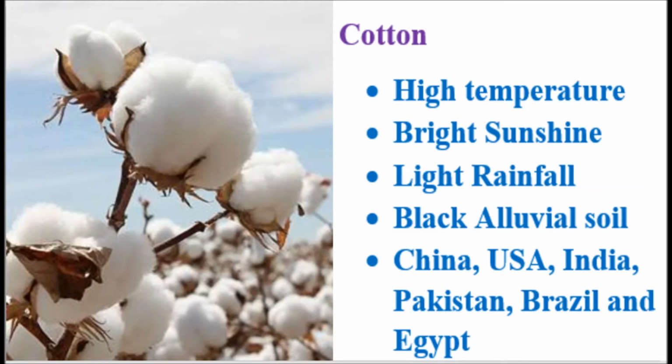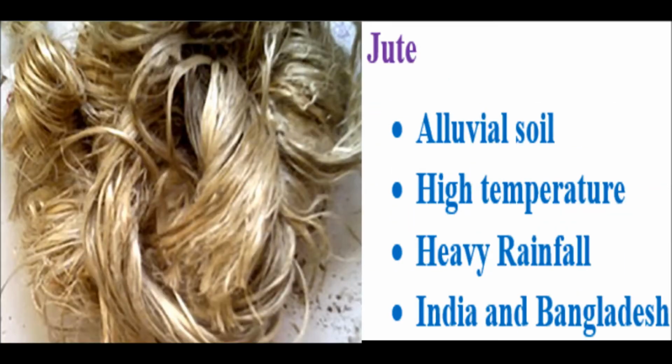Jute is also known as the golden fiber, and it grows well on alluvial soil and requires high temperature, heavy rainfall, and a humid climate. This crop is grown in the tropical areas. India and Bangladesh are the leading producers of jute.